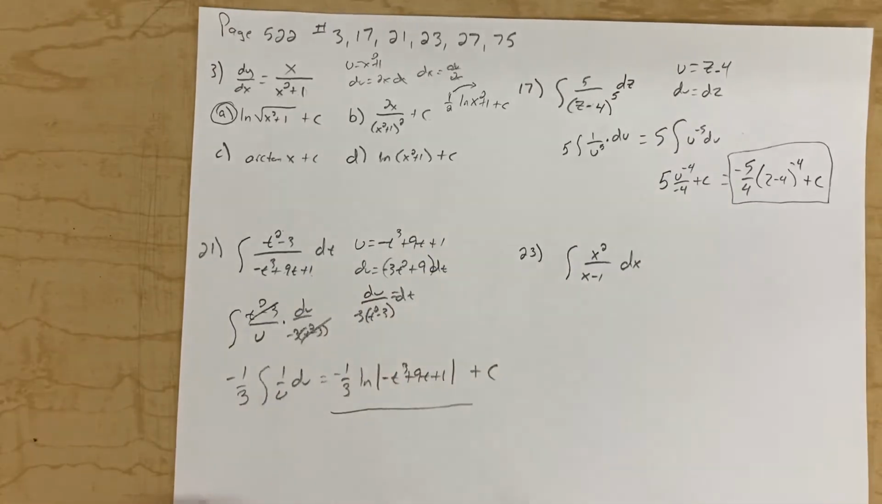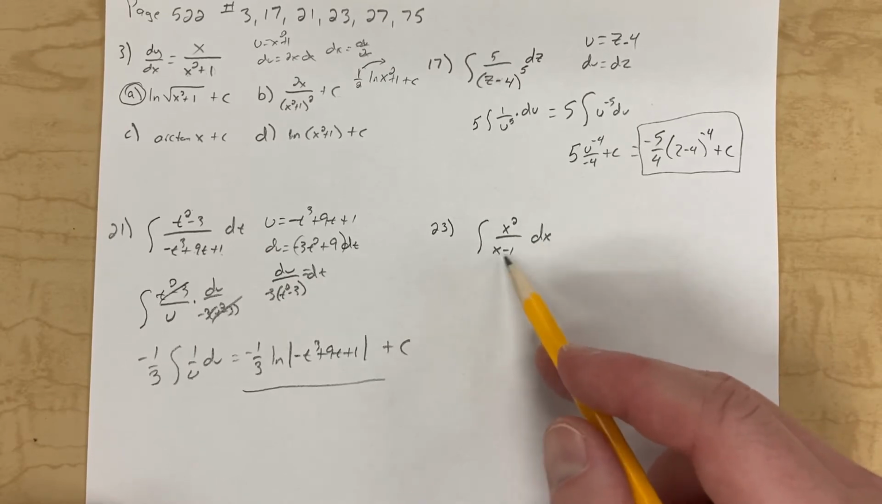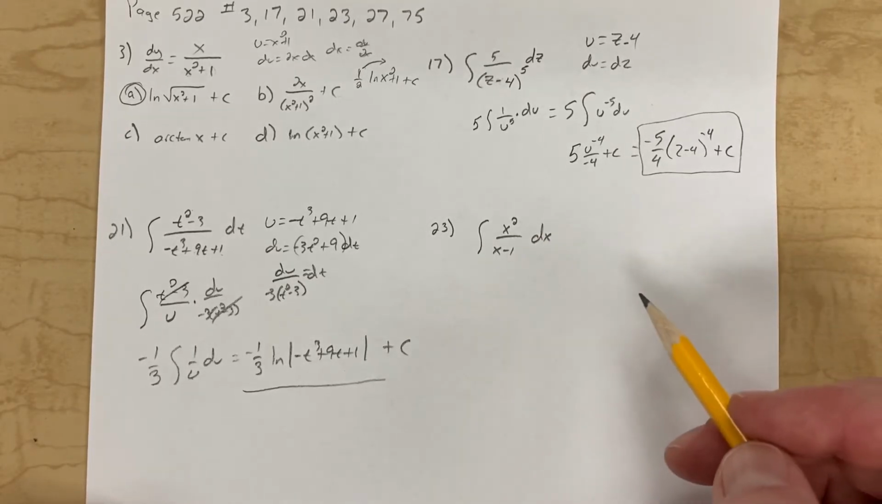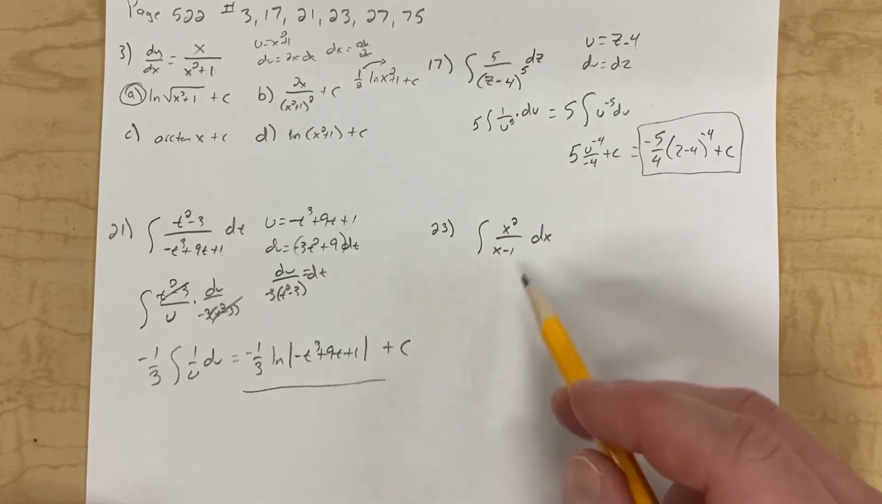So far, everything's been kind of a u sub. Then we get to 23, and I can't u sub anymore. I can't make x minus 1 the u. The x squared wouldn't go away. I could try to do some type of thing where I resub in, but that gets real tricky.